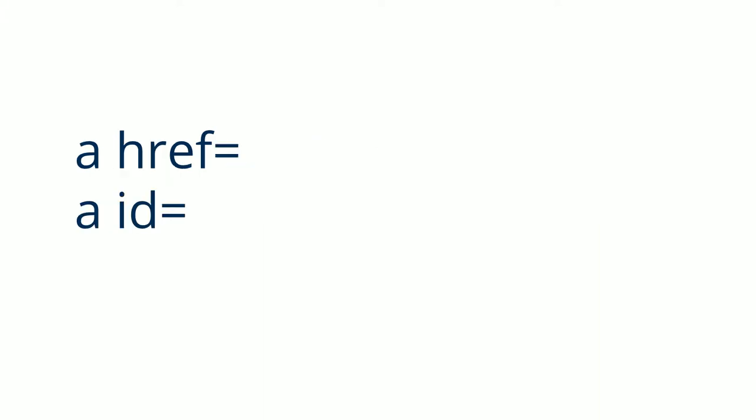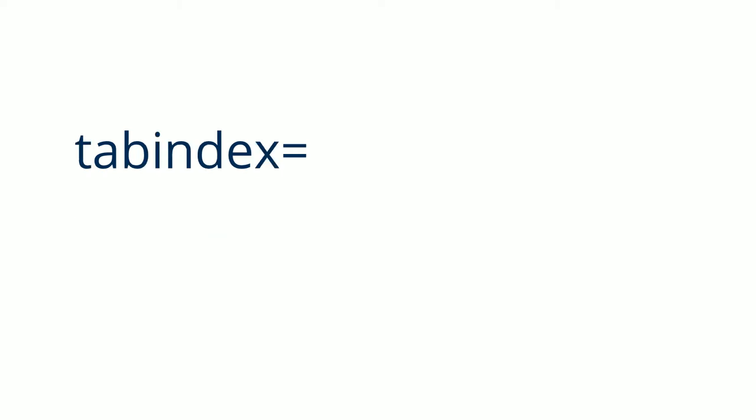Next, about the A tag. Always use either an href or an ID or both whenever you use the A tag. So an A tag can be a link, in which case it has a destination, which is the href. Or it could be an anchor, in which case it needs an ID so it can be targeted. And if the thing you're building is neither a link nor an anchor, don't use the A tag. Use something else.